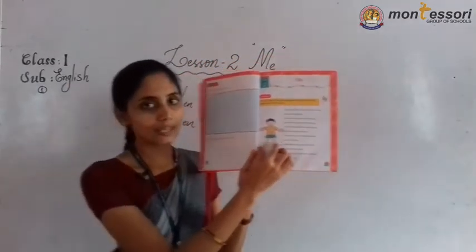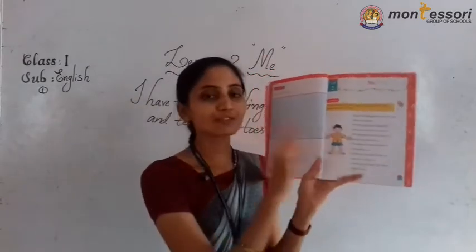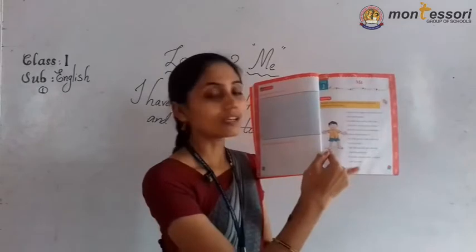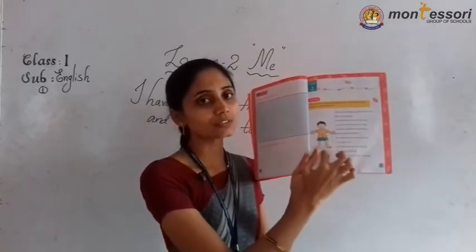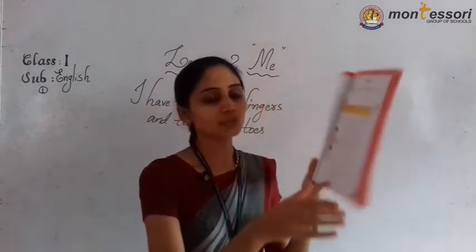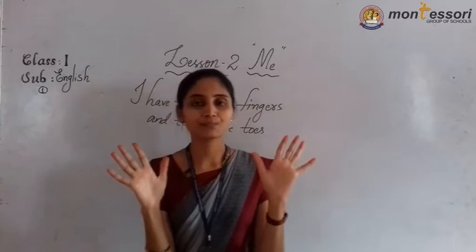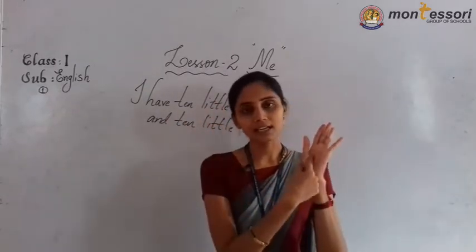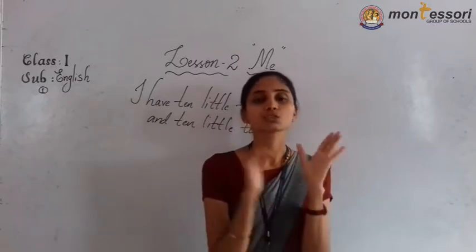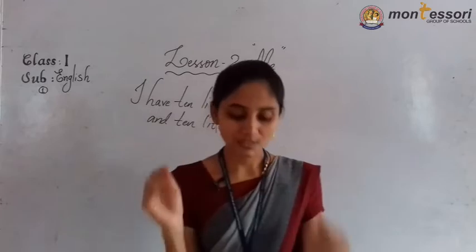We have 2 legs. Each leg consists of 5 toes and second leg consists of 5 toes. So totally how many toes we have? 10 little toes. Likewise, we have 2 hands. One hand consists of 5 fingers and another hand consists of 5 fingers. So totally how many fingers? Totally 10 fingers.